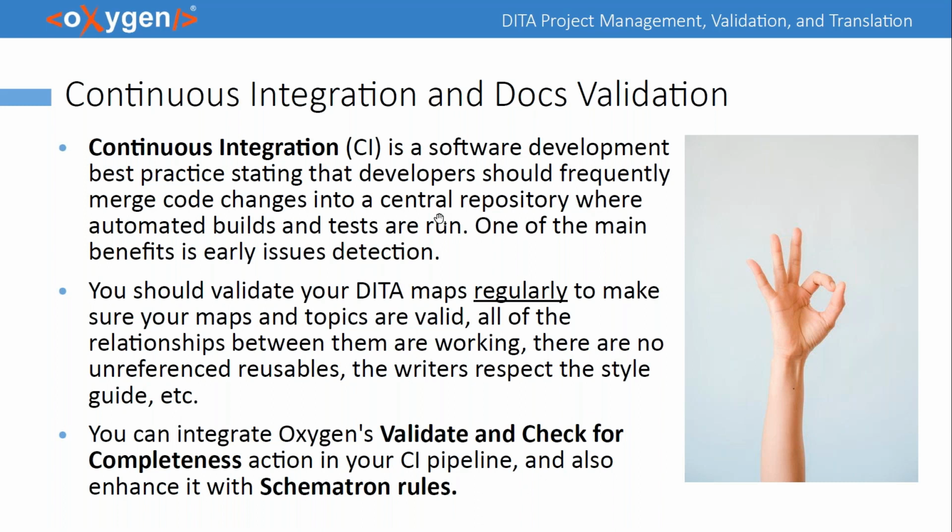And we have seen earlier the data map completeness check and validation scenario, and you can integrate that action in your continuous integration pipeline, and you can also enhance it with business rules written in schematron. We have seen that the data map validation and completeness check has all kinds of checks, a lot of them, but if you feel the need of even more checks, then you can use business rules with schematron.